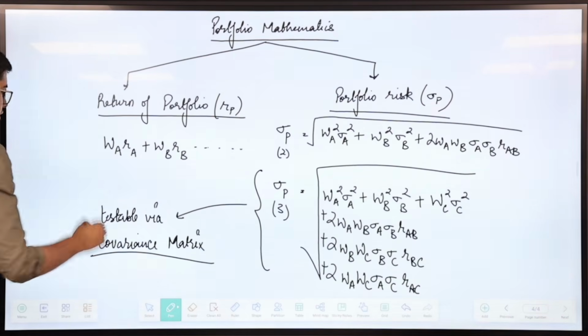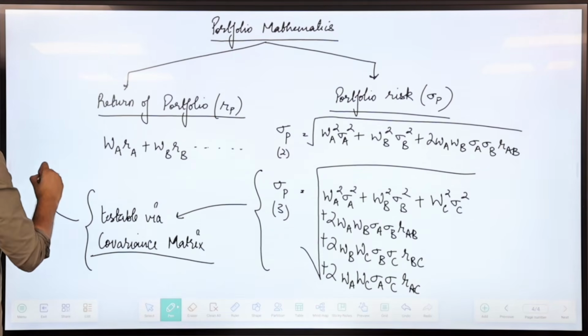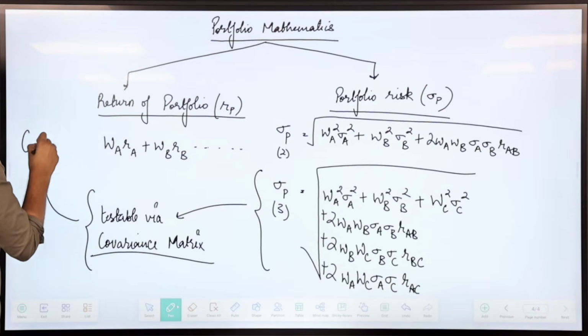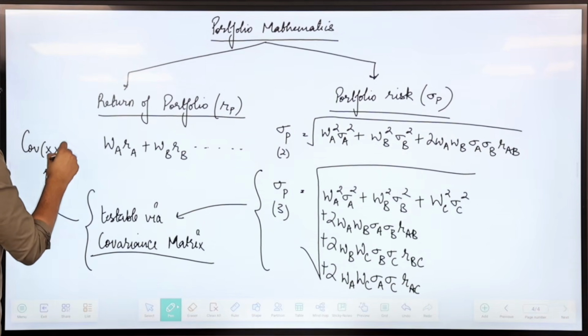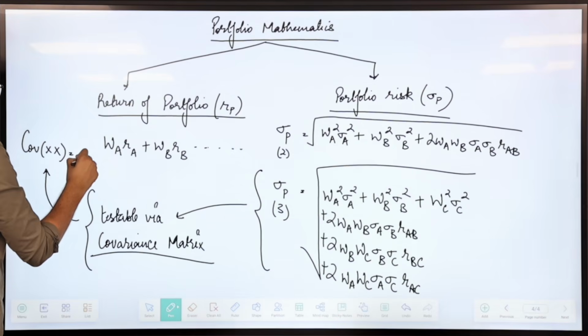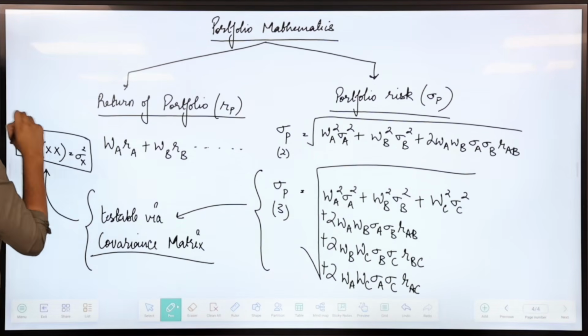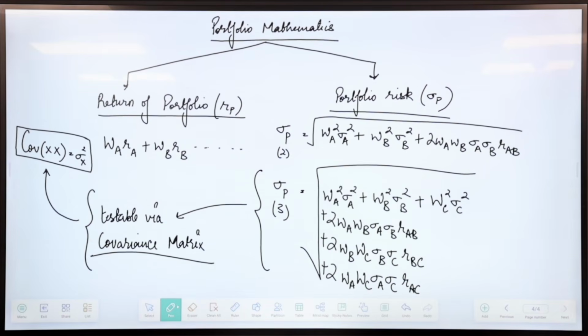And for covariance matrix, the one thing you have to remember is covariance of X with itself is simply variance of X. Remember this. This will help you solve the questions using covariance matrix.